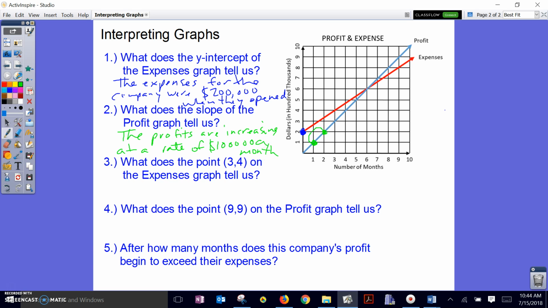Okay, question 3. What does the point (3, 4) on the expenses graph tell us? Okay, that represents 3 months and $400,000. And so the company's expenses after 3 months were $400,000.